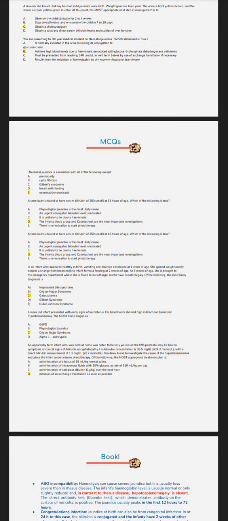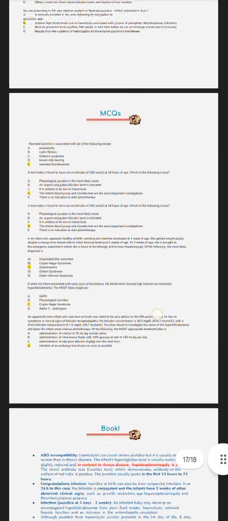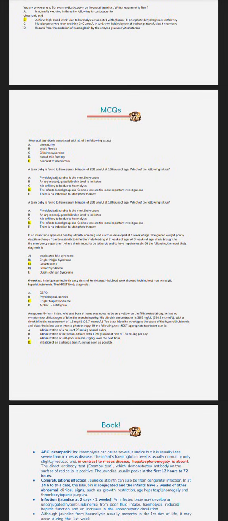Neonatal jaundice is associated with all of the following except: prematurity, cystic fibrosis, Gilbert syndrome, breast milk jaundice, neonatal thyrotoxicosis. A term baby is found to have a serum bilirubin of 250 at 18 hours of age. Which of the following is true? Physiological jaundice is the most likely cause.